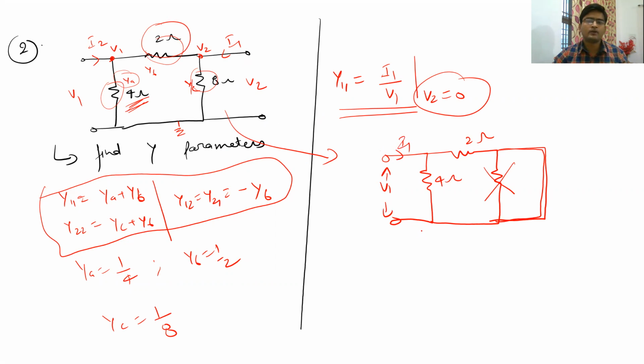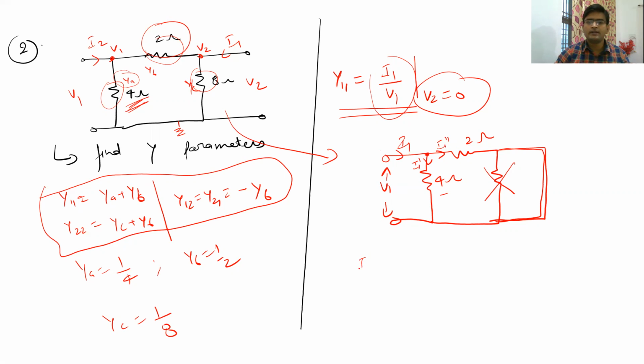So what do we have to calculate? We have to calculate the ratio of I1 upon V1. We can very easily do it by calculating the value of V1 in the form of I1. So let us first calculate the currents in these individual branches. Let me call it I1 dash and this I1 double dash.